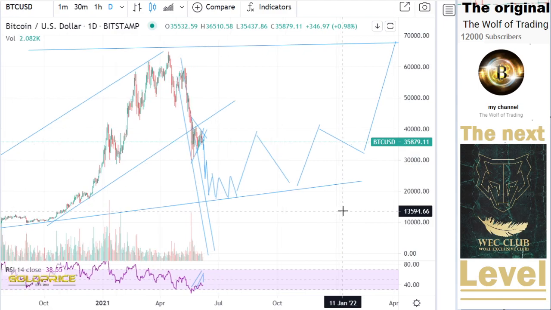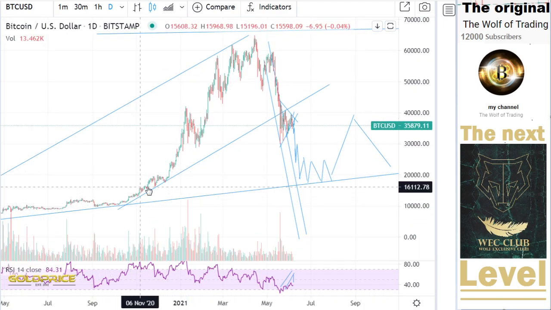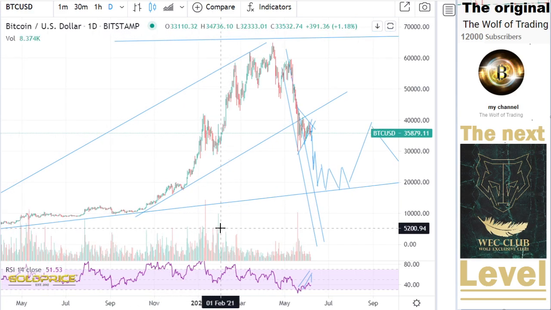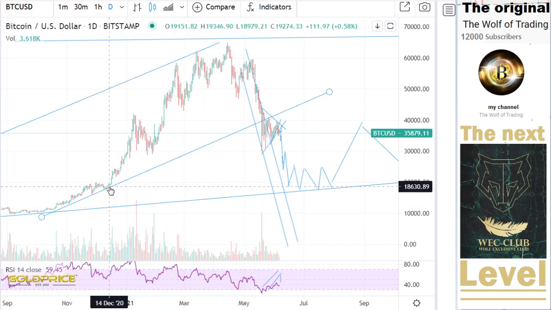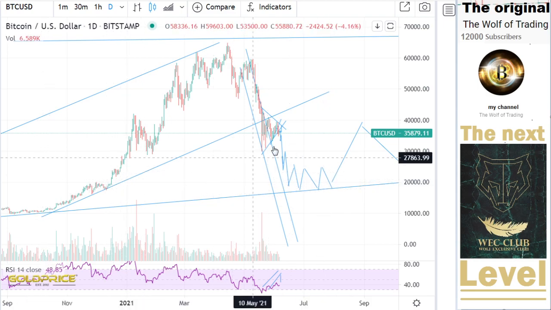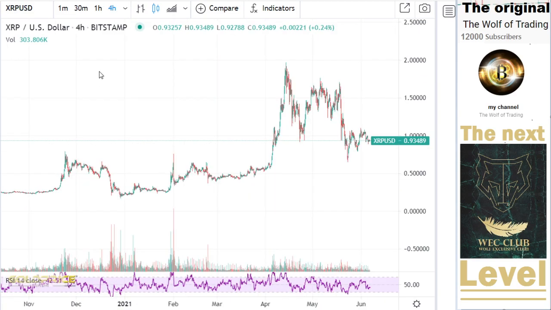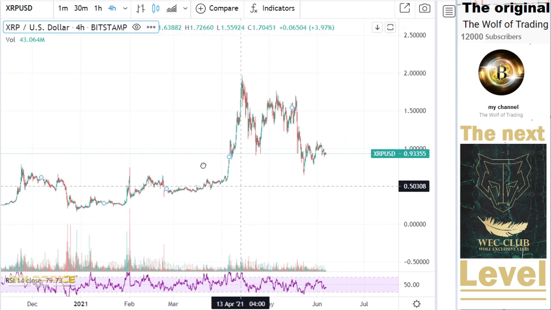Here, if you look here, the price moves normally, and then the big pump happens at these 18,000 levels. So if the price of Bitcoin comes back to 18,000, what's happening with XRP?